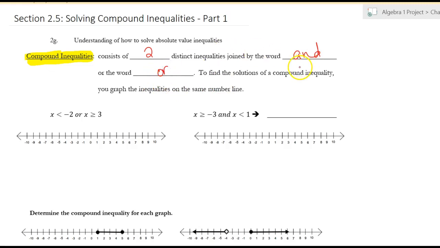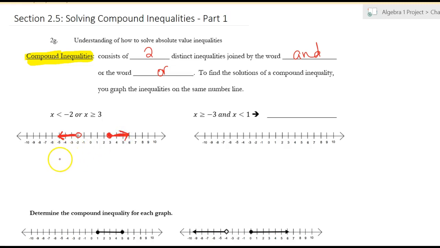To find a solution of a compound inequality, you graph them on the same number line. Okay, so or means it can be one answer or the other one. And so at -2, this is going to be an open circle. Let's draw the circle better. And it gets smaller, so it goes to the left. And at +3, it's a closed circle, and it's greater than, so it goes to the right.